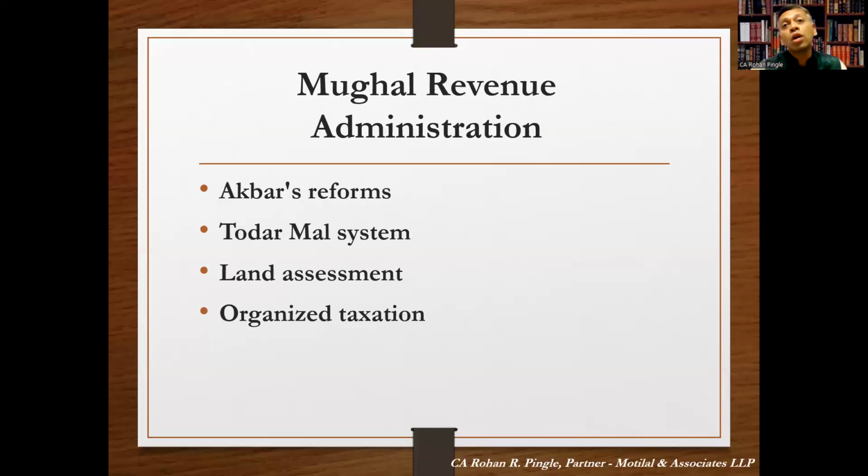Let's understand Mughal revenue administration. The Mughal Empire significantly improved tax administration. Raja Todar Mal introduced systematic land revenue assessment. Features included measurement of land, classification of agricultural productivity, and standardized assessment methods. These reforms enhanced certainty and efficiency in revenue collection.